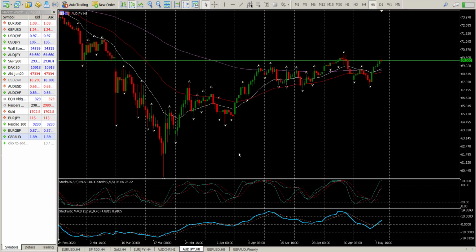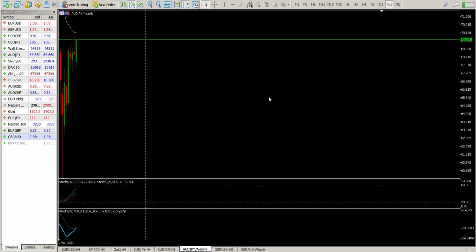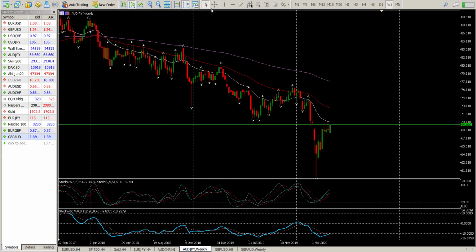Another Aussie dollar pair is the Aussie dollar yen. Again, I should have refreshed all my data before we started the video. So the thing I like about the Aussie dollar is you're trading a weaker pair against stronger pairs. So the Aussie dollar is a weaker pair compared to the US dollar or to the pound or to the yen. Okay, so here is another situation.